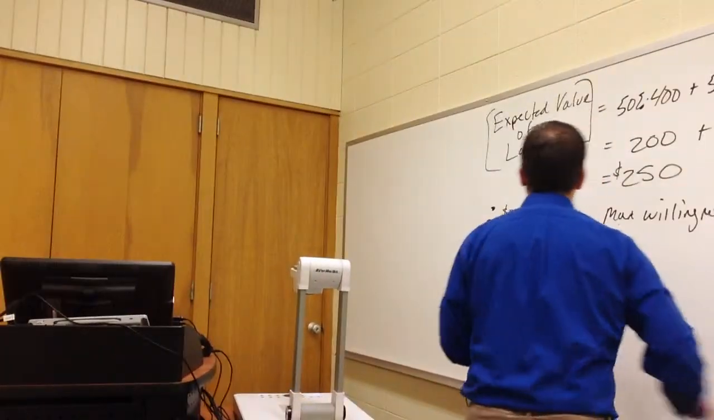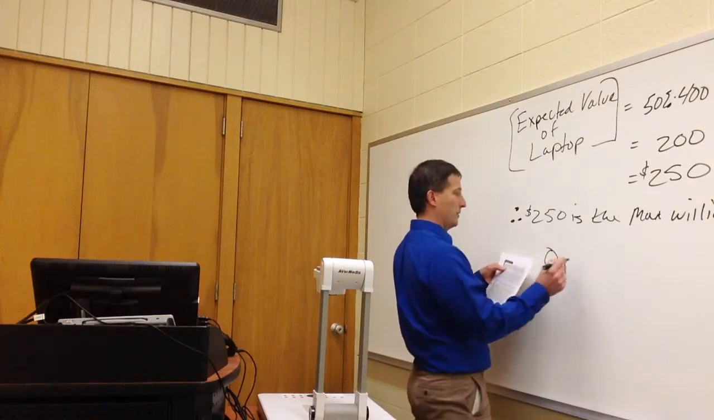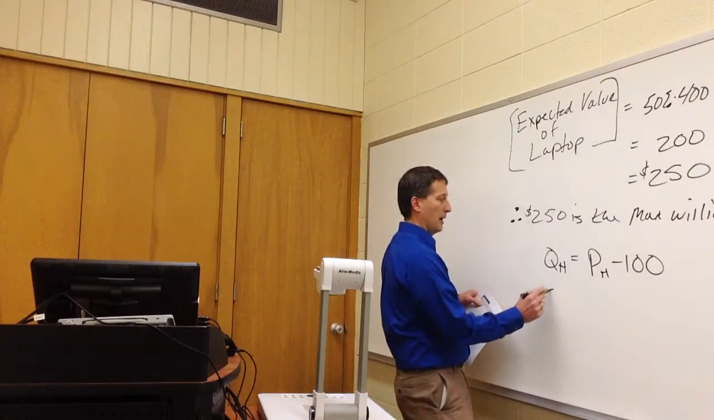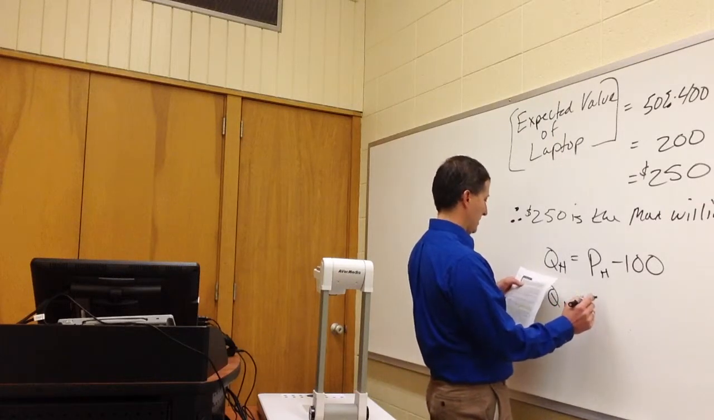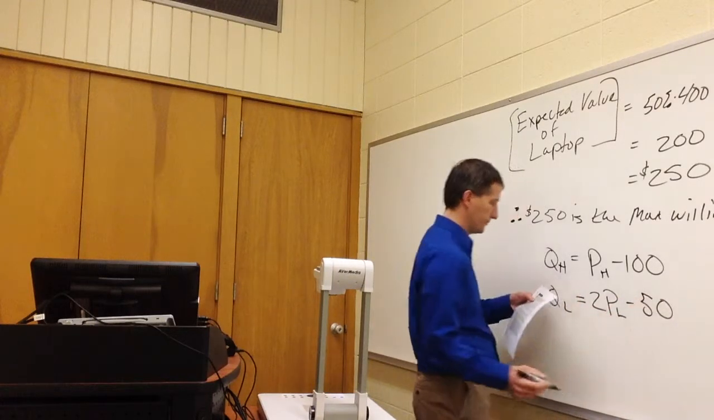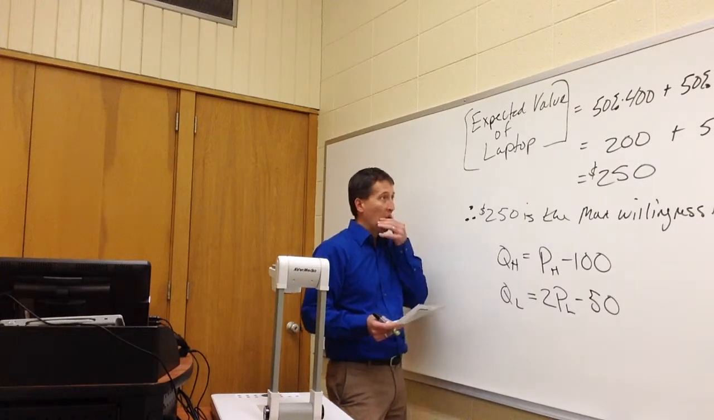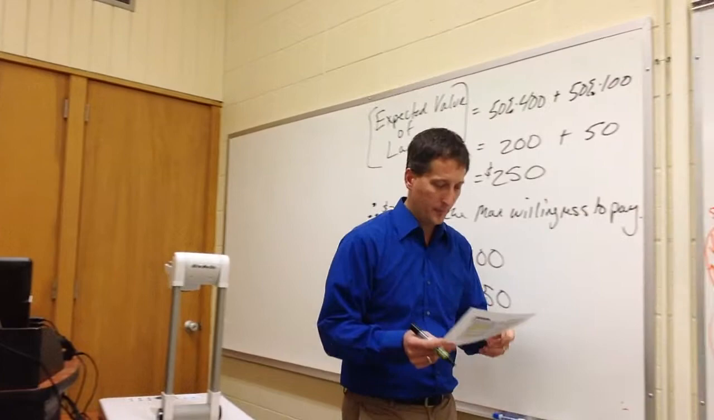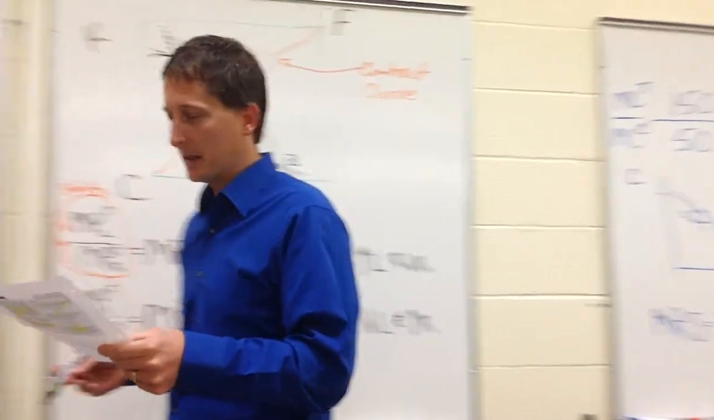So those were supply curves of the high quality. QH was the price of the high quality laptop minus 100. And we had the low quality, which was 2 times the price of the low quality minus 50. So what do we get there for quantities?